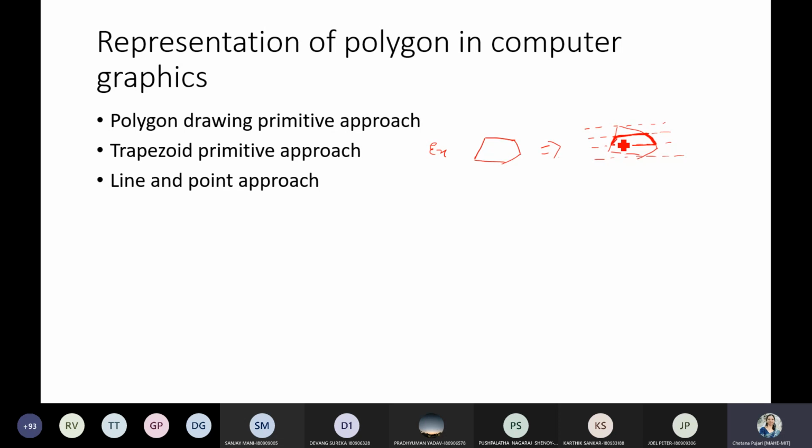So it is going to consider a pair of scan lines, and it is going to take the points where the edges intersect with your scan line, and then it is going to draw a line. In this way it is going to draw a series of trapezoids. So instead of drawing one polygon, it is going to consider it as a series of trapezoids and draw it as a series of trapezoids.